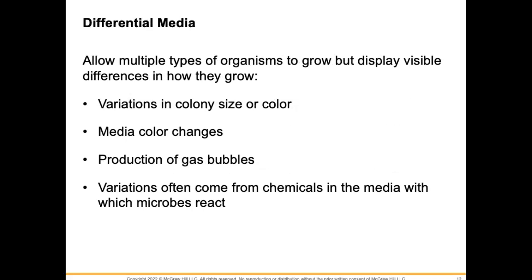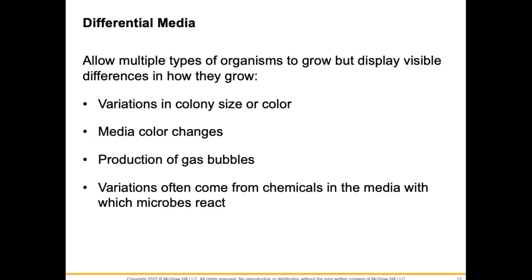Differential media. This allows for multiple types of organisms to grow, but they look different. It displays visible differences in how they grow. And differential media will show variations in colony size or color. There'll be media color changes. So just like I showed you earlier, that plate changed, the red went away.